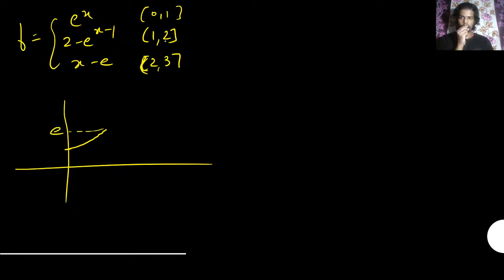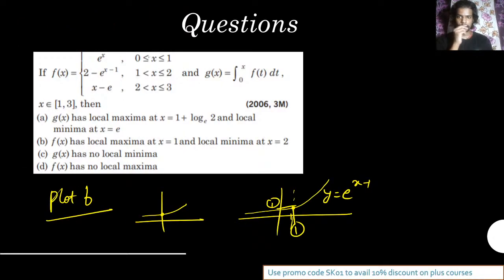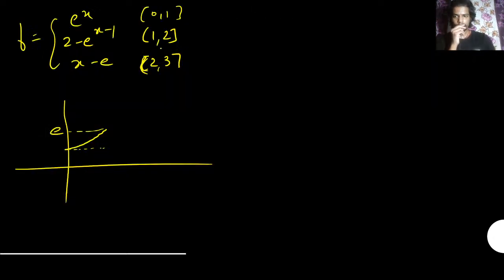Okay, now at 1 you'll see this value would be equal to 2. At 1 this would be 1 minus 1, which is 0. So e to the power 0 is 1, 2 minus 1 is 1. So the value would be how much? Remember there is an equality here. So the value would be somewhat like this. 1, and it will go to how much?